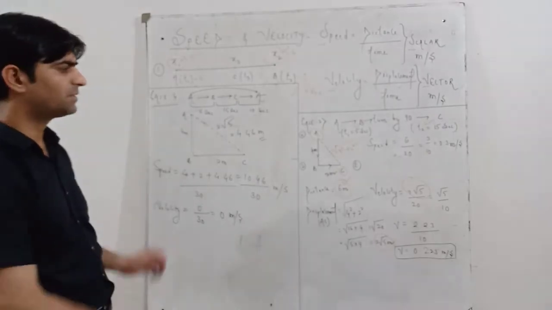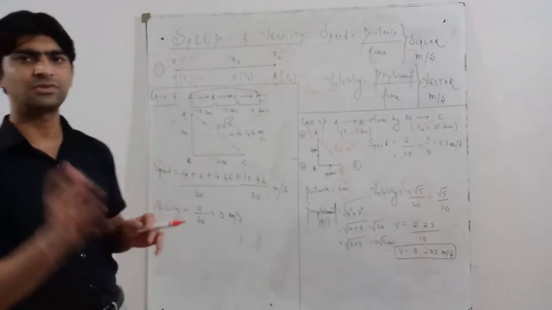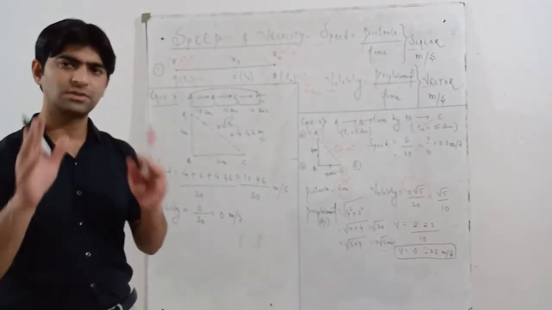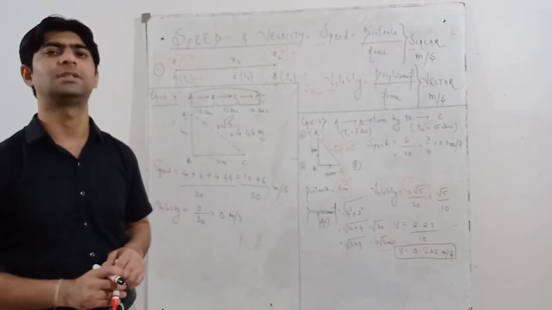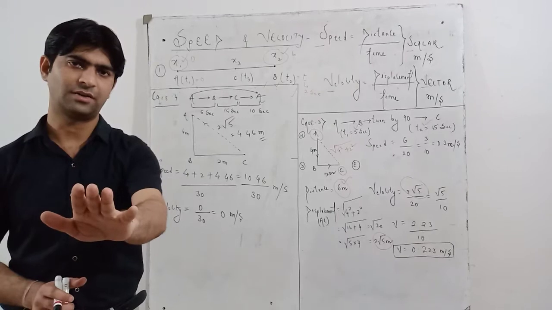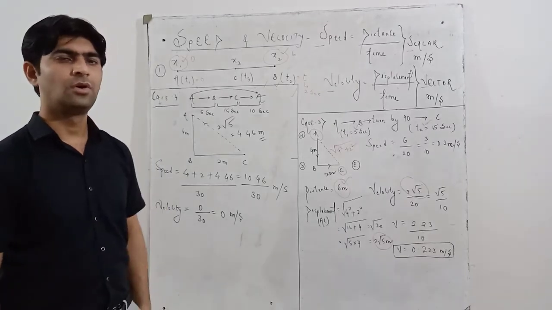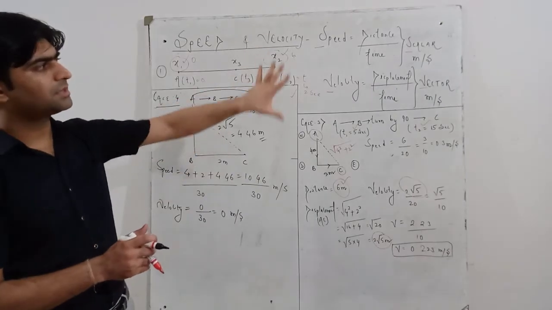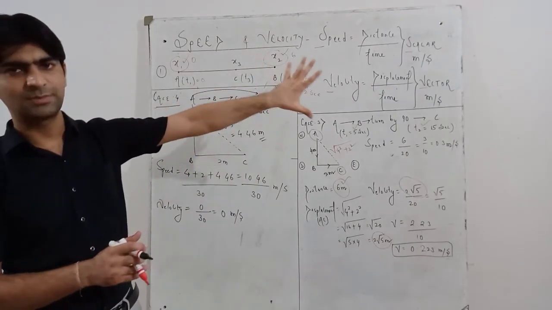So from case number 4, I think in all the 4 cases it is very clear to you how to calculate speed and velocity and what is the difference between them. Speed is a scalar quantity and velocity is a vector quantity. So these are the different cases, with total distance upon total time or total displacement upon total time.